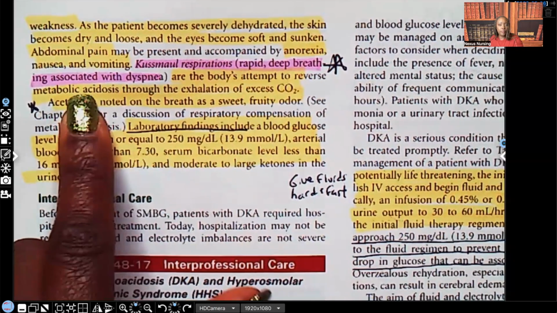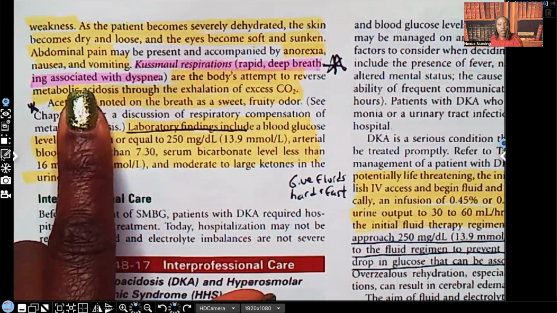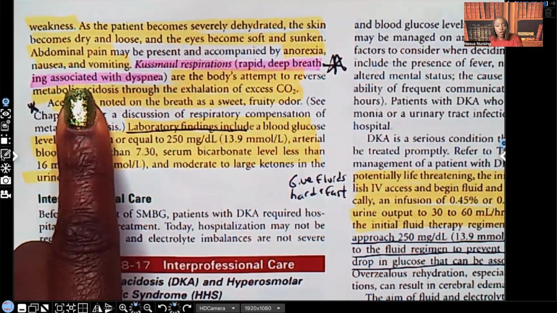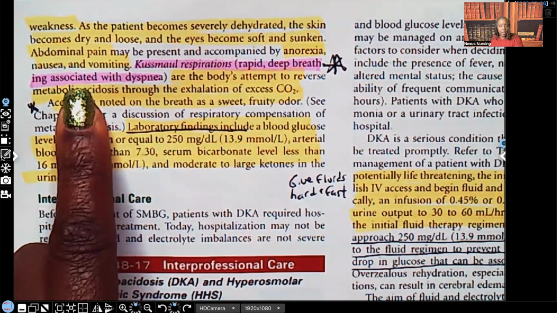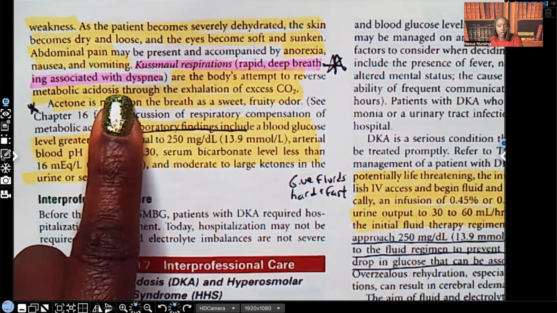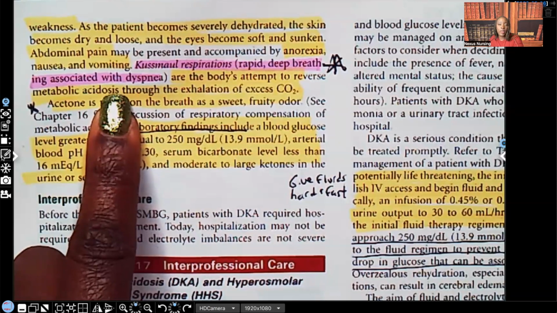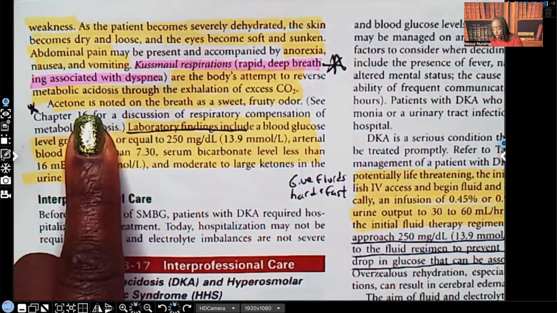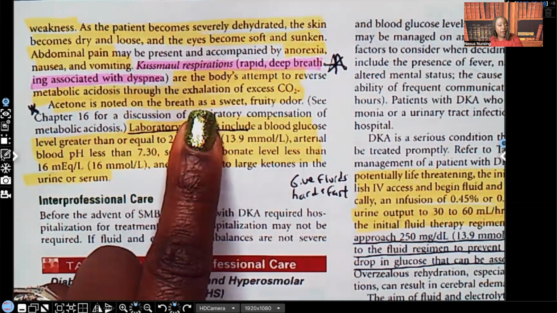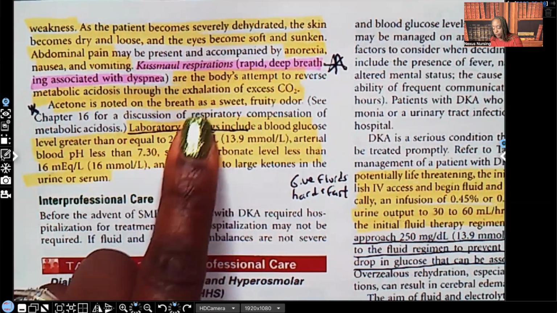Metabolic acidosis, the kidneys. The kidneys are in trouble. Who's the only organ that can help? Who's the only guy that can help when the kidneys are in trouble? The lungs. Just like the only organ that can help when the lungs are in trouble are the kidneys. So metabolic acidosis, where those kidneys are in trouble, the lungs are going to try to help. The lungs are going to try to compensate by Kussmaul respirations, by getting rid of the CO2 to decrease the acid level. Acetone is noted on the breath as a sweet, fruity odor. Very important. You see, I put a star next to it.